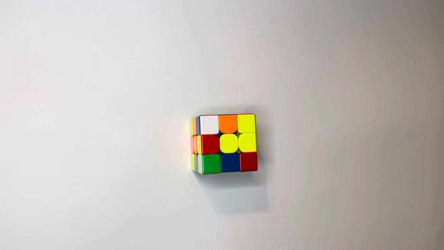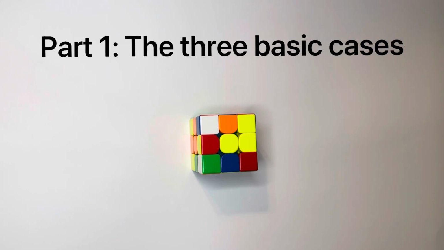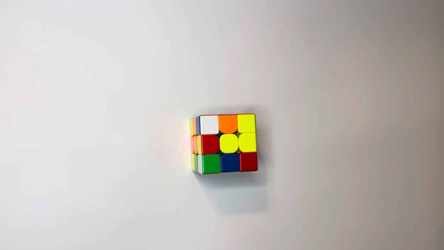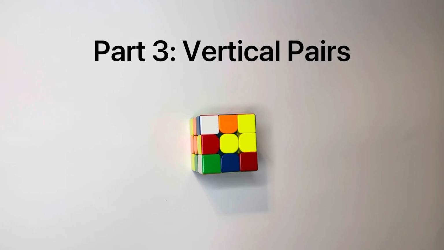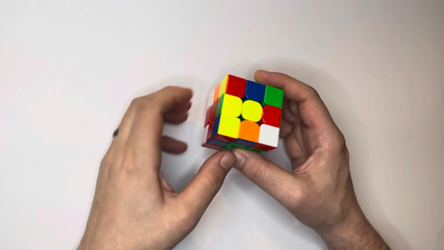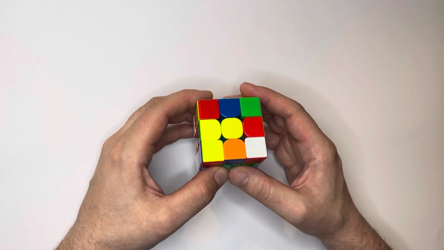Okay, so first I want to go over what I talked about in the last video briefly about how to identify the three basic cases of F2L. Then I want to talk about ways where you could easily identify pairs that are in the top layer, and then how to identify those same pairs when they are vertically placed. So there are three things we're going to be looking at first.